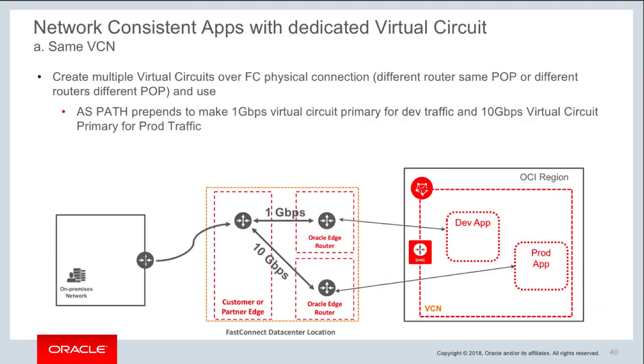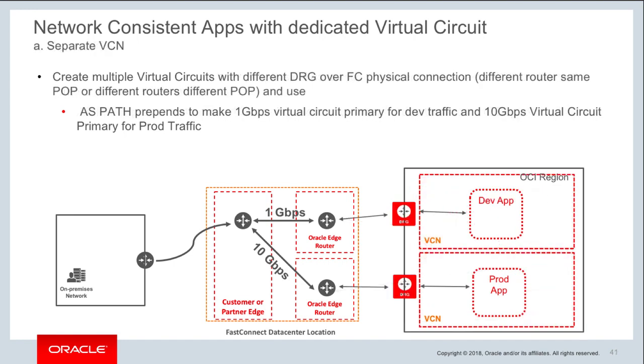There are also some use cases where you have both the dev workloads and the production workloads running in the cloud, and there is some dev traffic and production traffic, but you want to segregate the two traffics based upon the link that you have. Since FastConnect uses the BGP routing protocol, you can use BGP prefixes like AS path to have a dedicated virtual circuit for the kind of traffic that you want. So for instance, in the current figure, we have a 1 gig link for our dev traffic, and we have a 10 gig link for our prod traffic. And there are separate virtual cloud networks within my Oracle Cloud Infrastructure environment, and I am using my 1 gig virtual circuit for the dev traffic, and I'm using the 10 gig virtual circuit for my production traffic. Here I'm showing it in a different VCN.